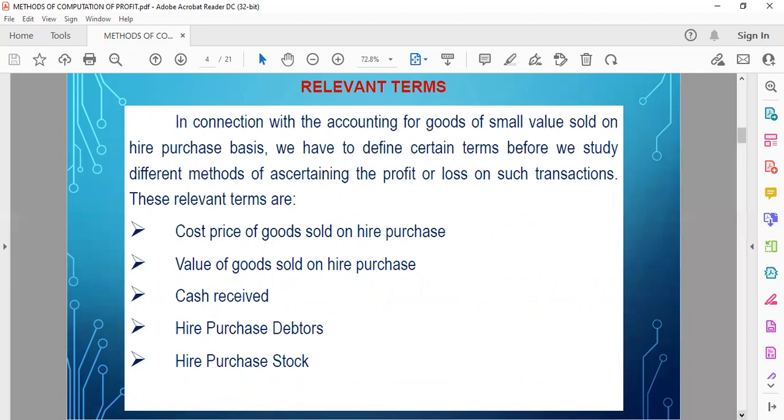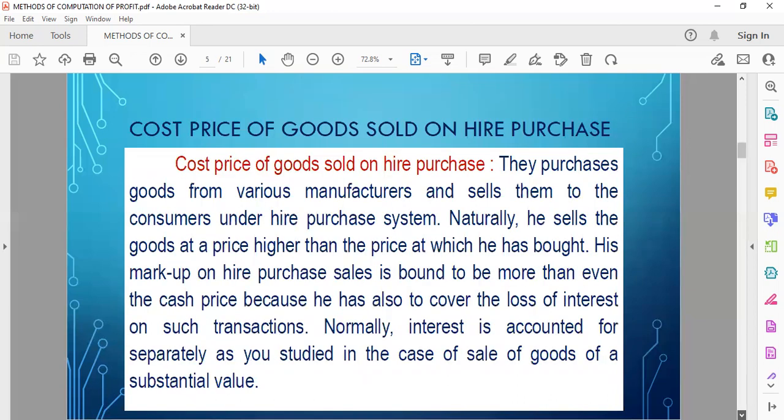In connection with accounting for goods of small value sold on hire purchase basis, we have to define certain terms before we study the different methods of ascertaining the profit or loss in such transactions. First one is cost price of goods sold on hire purchase. The second one is value of goods sold on hire purchase, then cash received, hire purchase debtors, then hire purchase stock.